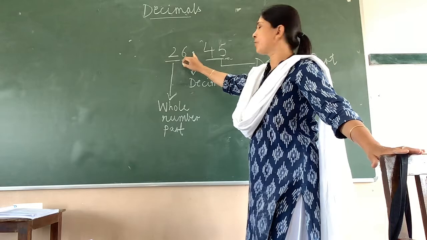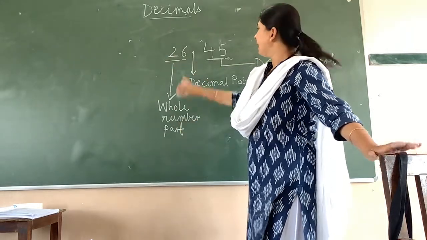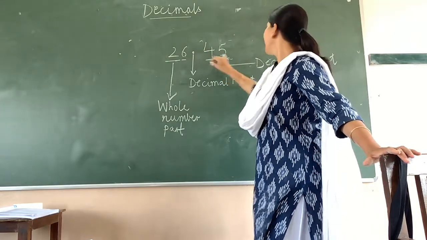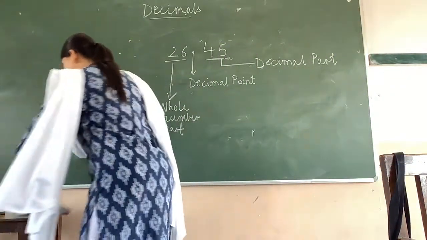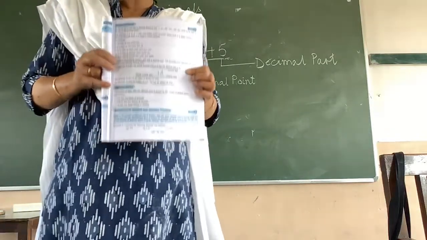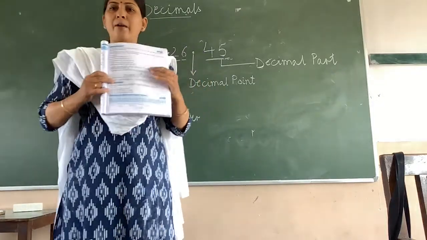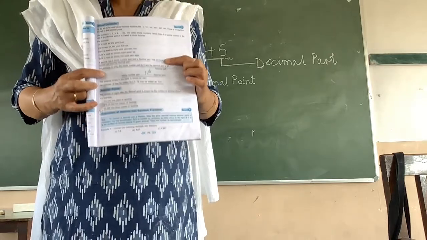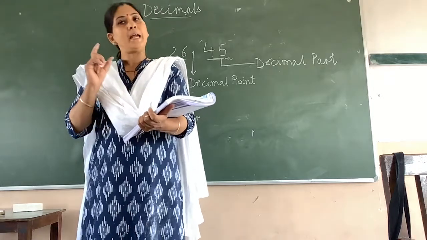The number which is written on the left hand side of the decimal is the whole number part, and the number that is written on the right hand side of this decimal point is called the decimal part. Now everyone can open their book at page number 79. I will read and you can underline with me in the book. A decimal has a whole number part and a decimal part.